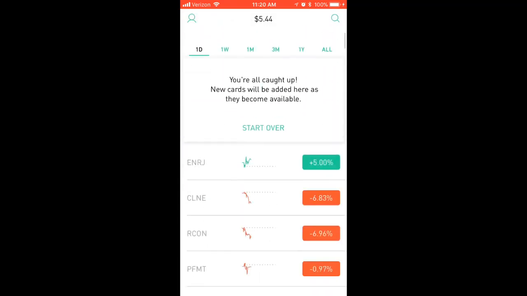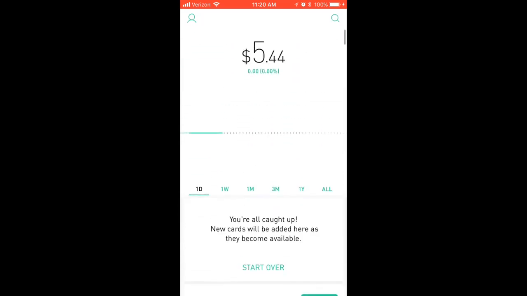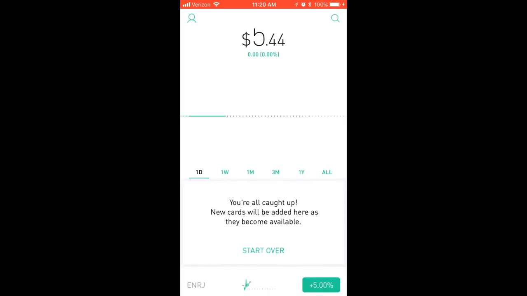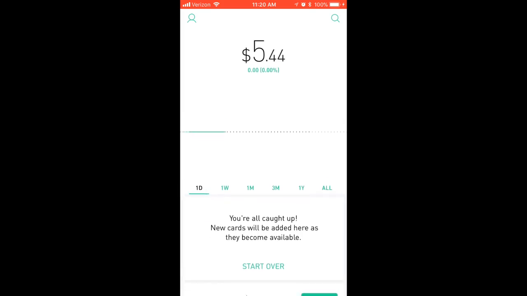So let me know if you guys have any other questions on Robinhood. I think it's a great platform to get started here. But as you can see, I pulled almost all of my money out of Robinhood to transfer it over to Thinkorswim because it's a better platform, although they do not offer free trade. So if you're a new trader, definitely try out Robinhood.